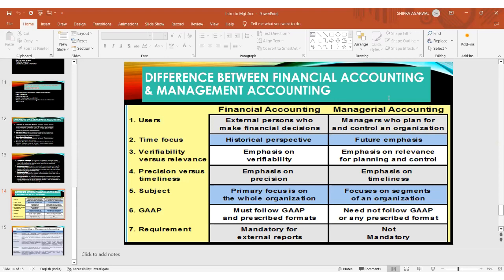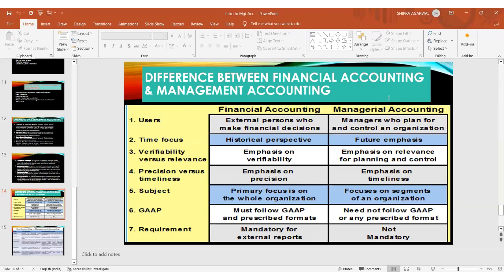If I talk about verifiability versus relevance, then in case of financial accounting, the emphasis is on verifiability because you need to verify that whatever transactions have happened are genuine or not, right? So you should have the proofs related to each and every transaction. Whereas in case of managerial accounting, your emphasis is on relevance because you require information for planning and control. That means for future requirements. So you need timely information, you need relevant information.